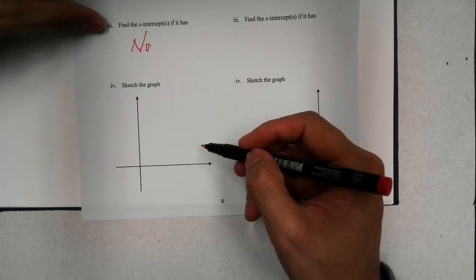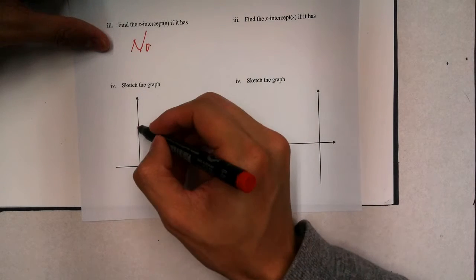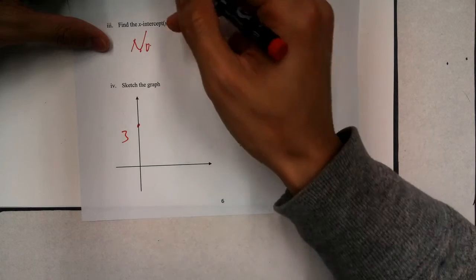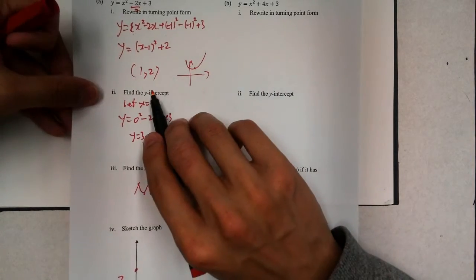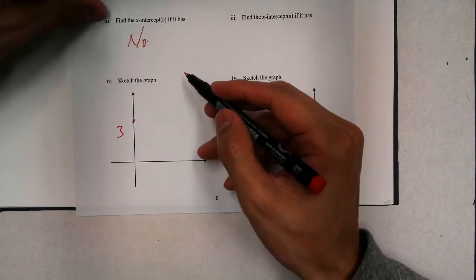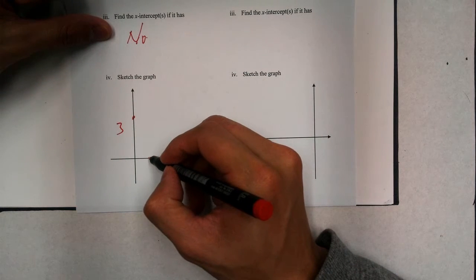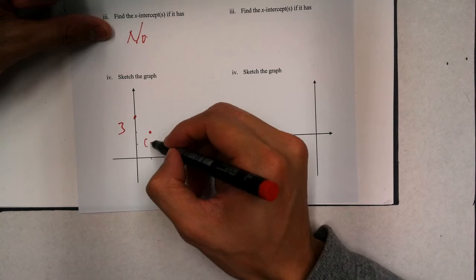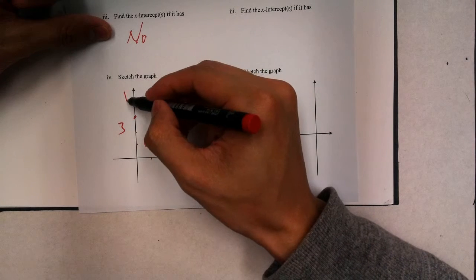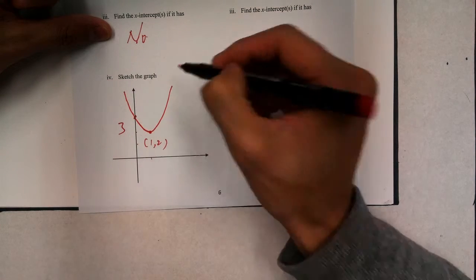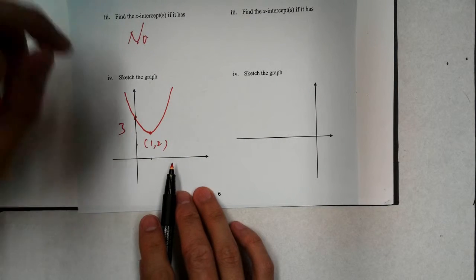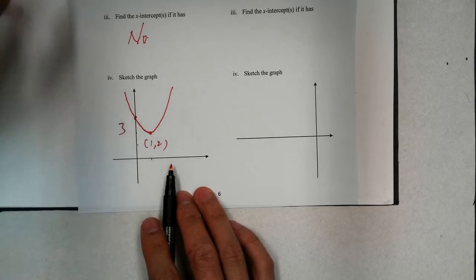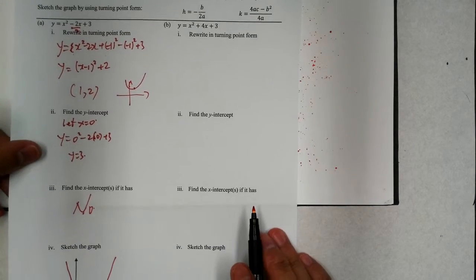So now we have the y-intercept, which is 3. Now we have the turning point, which is (1, 2). (1, 2) should be here, and then you can sketch the parabola like that. So on the graph, if we have a y-intercept, we have to label it, and the turning point has to be labelled. Okay, so that's the rule.